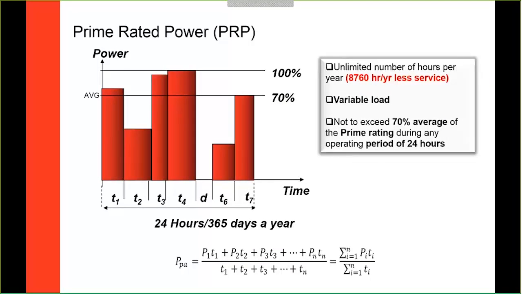So the next rating I'm going to talk about here is prime rated power. Prime rated power you may be familiar with. This is intended to operate for up to 8,760 hours a year. That's a full year. It's intended to be a variable load, and again, similar to standby, it's intended to serve not greater than a 70% average load factor over a 24-hour period of time.